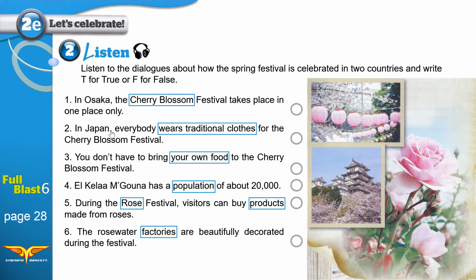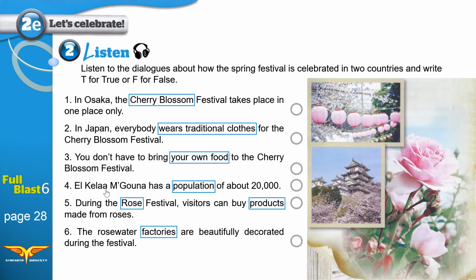2. In Japan, everybody wears traditional clothes. Traditional clothes are the opposite of modern clothes, what people used to wear a long time ago. For the Cherry Blossom Festival, when they go to this festival, they wear traditional clothes. Is that true? 3. You don't have to bring your own food that you prepare yourself to the Cherry Blossom Festival. Is it true? Or maybe you can buy food there.